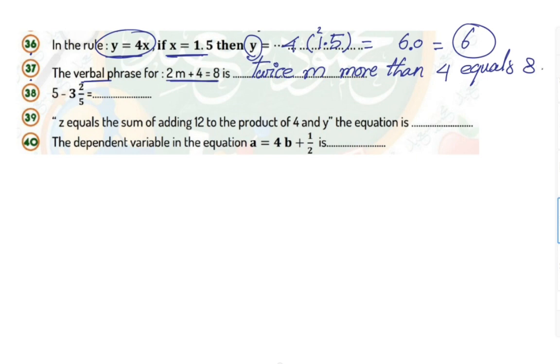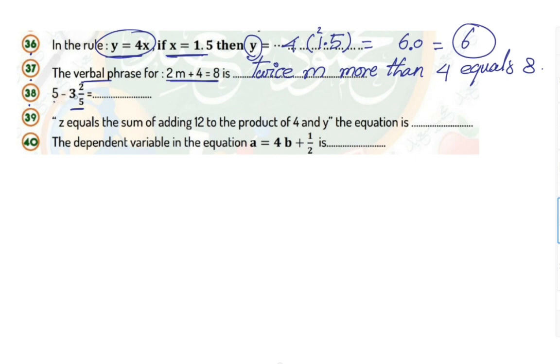Equals 8. Finished. The next point, 38. We have 5 minus 3 and 2 over 5. Look here, this is a subtraction operation between just a whole number and a mixed number. We remember this name, okay?